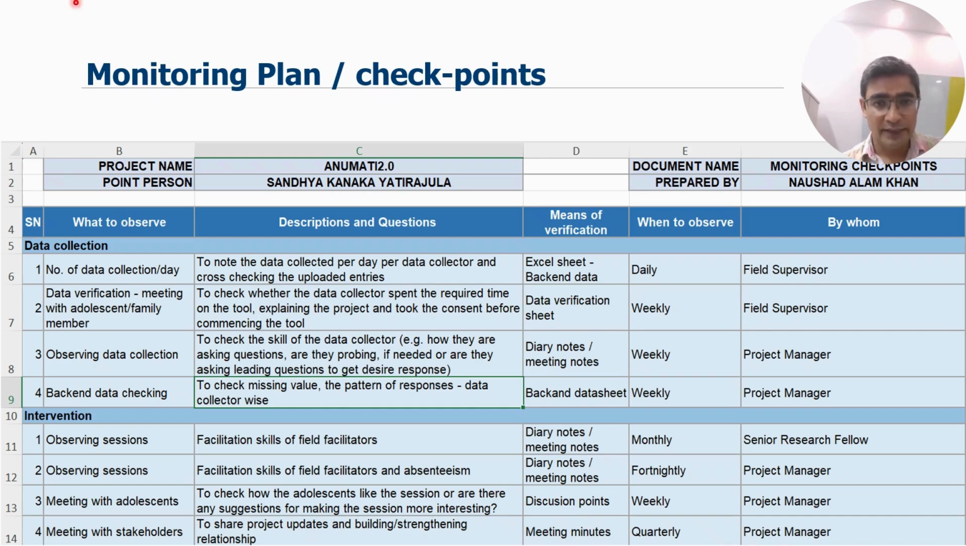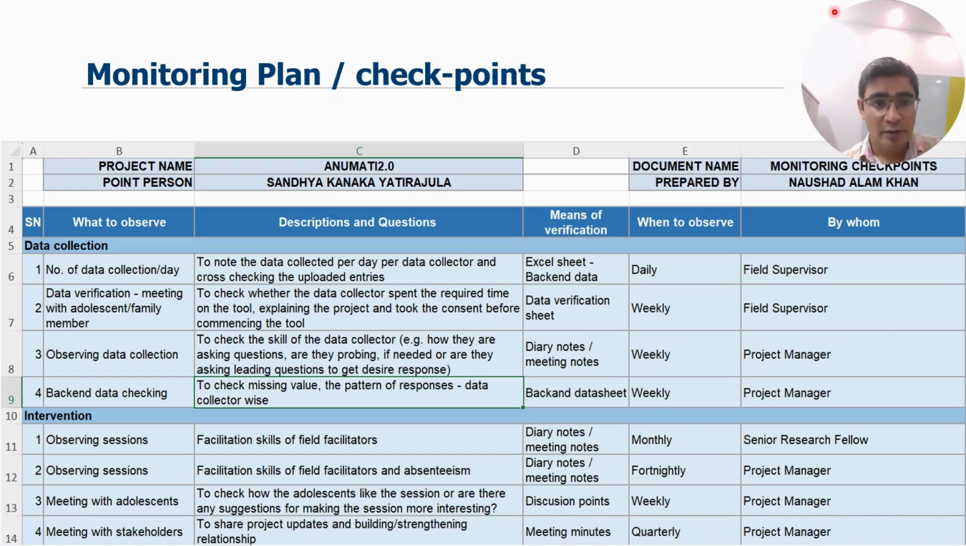For example, in a data collection phase, we monitor things like the number of data collections per day, whether data collectors are properly explaining the project and taking consent from the participants, the quality of data collection, and the backend data consistency and completeness. The second question is, how will we monitor it? So we use tools like Excel sheets, backend data verification sheets, field visits, diary notes, and meeting records, discussion points and meeting minutes.